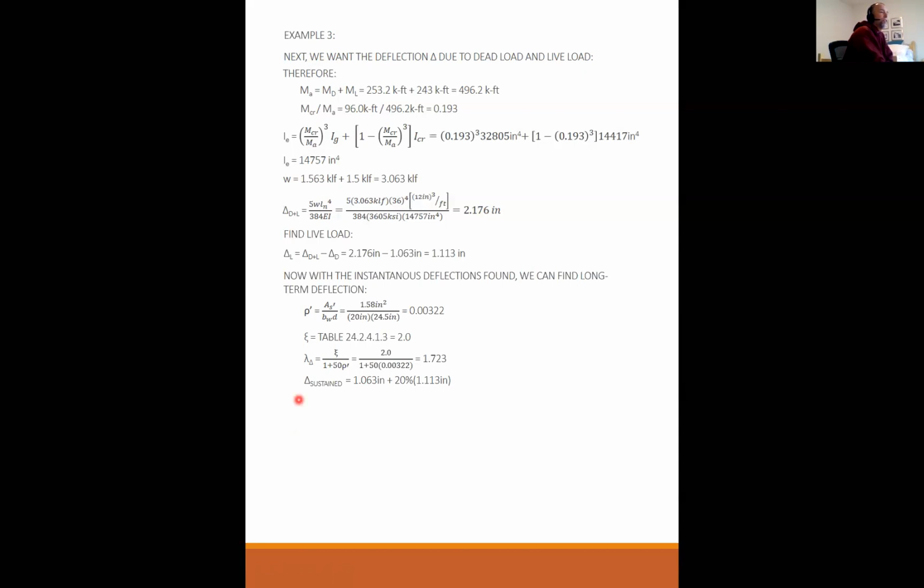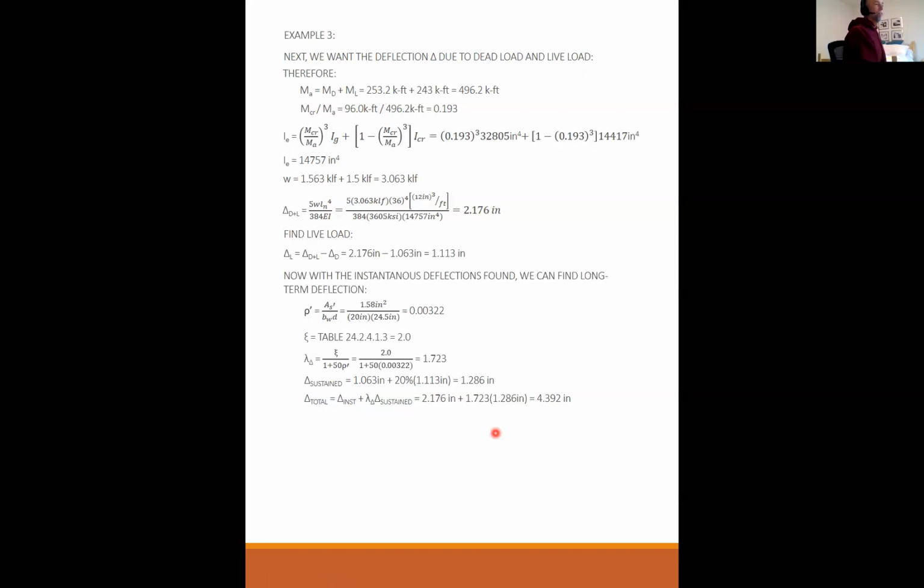And so delta sustained equals 1.063 dead load plus 20% of the live load, because we defined in our problem statement that 20% of the live load is sustained. That equals 1.286 inches. So delta total is your delta instantaneous plus your lambda delta times delta sustained, which is 2.176 plus your 1.723 times the 1.286 sustained, for a grand total of 4.39 inches of deflection.